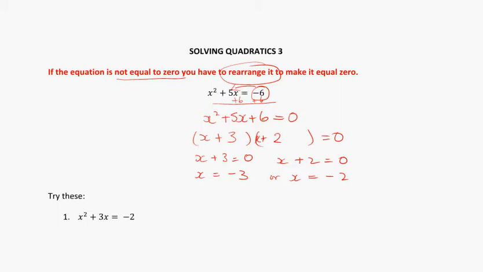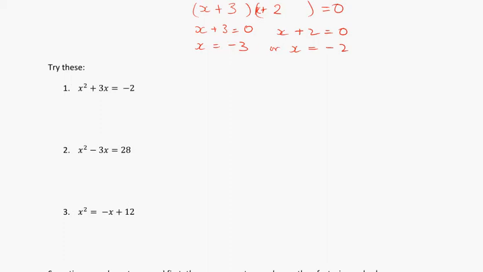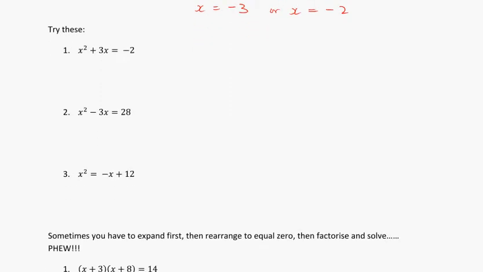Okay, here's some for you to try. Move it down. Okay, I have to solve this quadratic equation. It's not equal to 0, so I'm going to have to rearrange it. So I have 0 on the right hand side. So I'm going to basically add 2 to both sides, or think of putting that over that side and changing the sign. And now it is equal to 0.